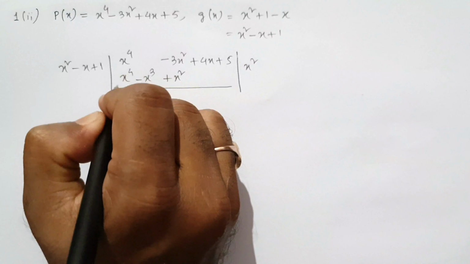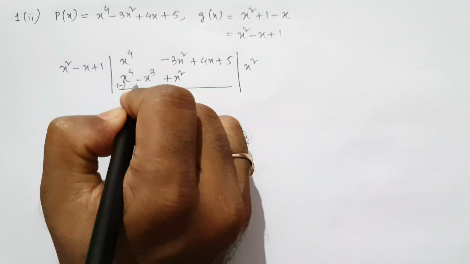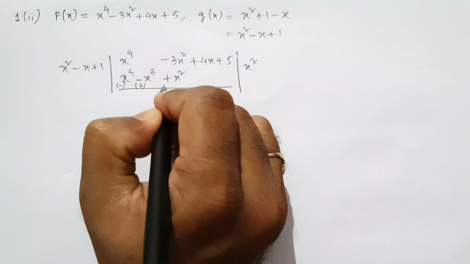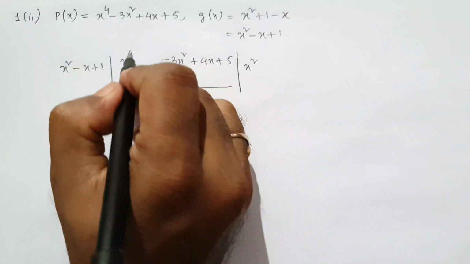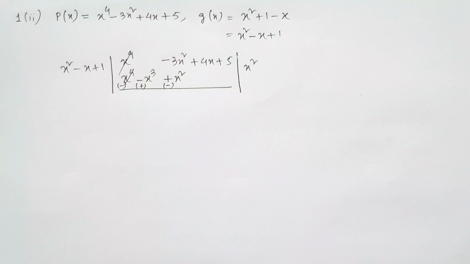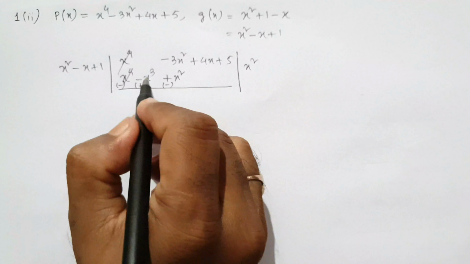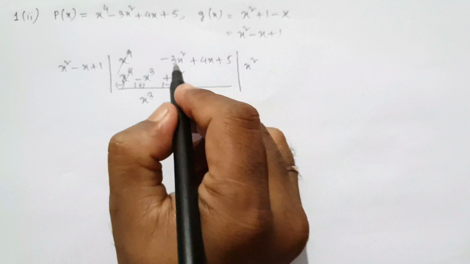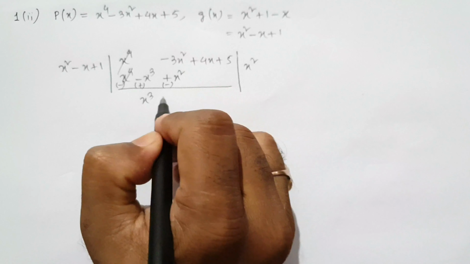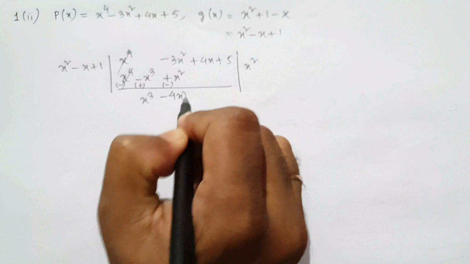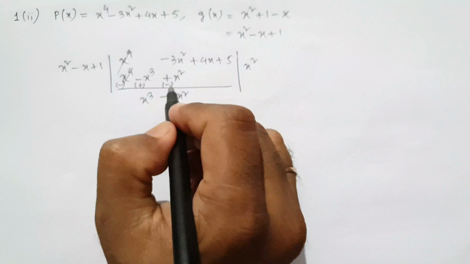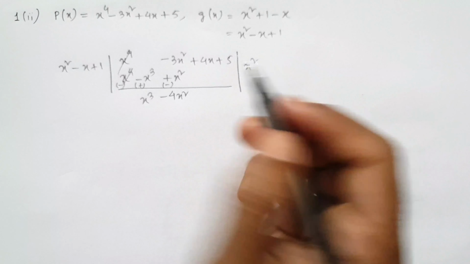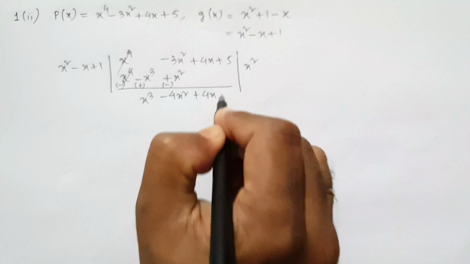Now the sign will change in the bottom part: this minus will become plus, this plus becomes minus. So here x to the power 4, x to the power 4 get cancelled. Minus x cube turns to plus x cube, we can write here. Now minus 3x square minus x square, which is minus of 4x square, means minus minus plus, 3 plus 1, 4, plus 4x plus 5.